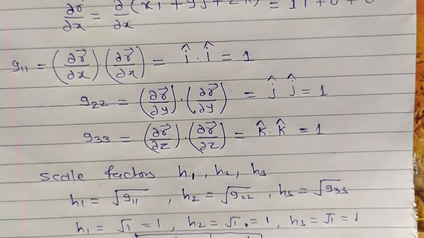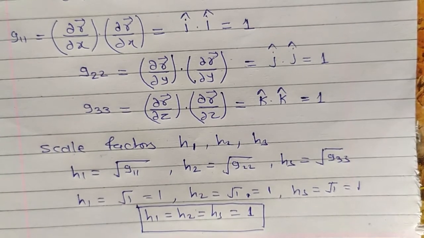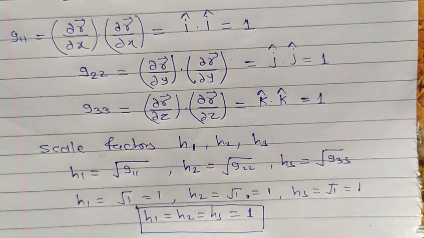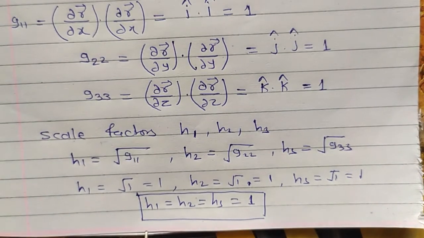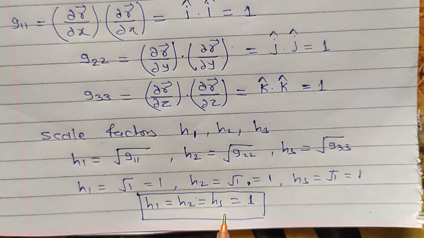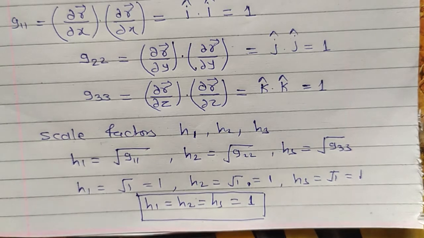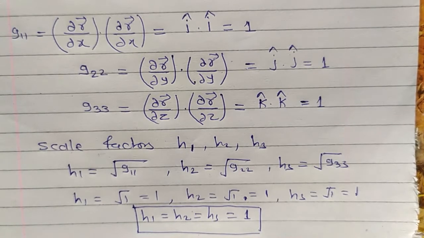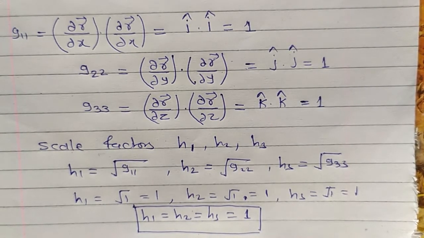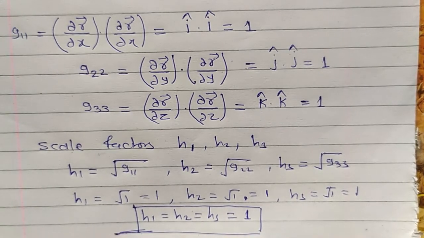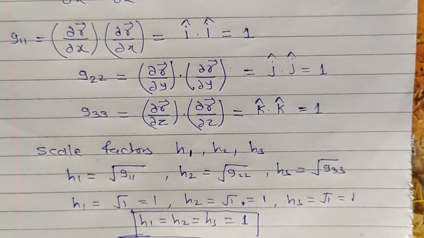And then I found the scale factors by finding the metric coefficients. These are the metric coefficients, and I found the scale factors, which is h1 equal to h2 equal to h3, which is equal to 1. So all scale factors in the Cartesian coordinate system are 1. We are going to use them in upcoming sessions, but for the moment we will stop here, and we will start with the cylindrical coordinate system.